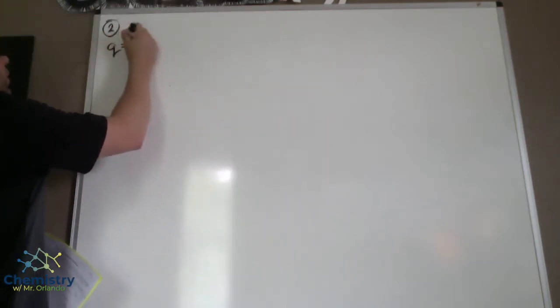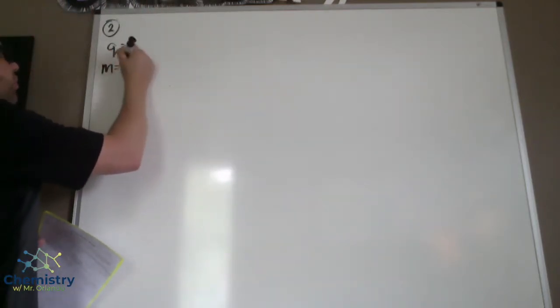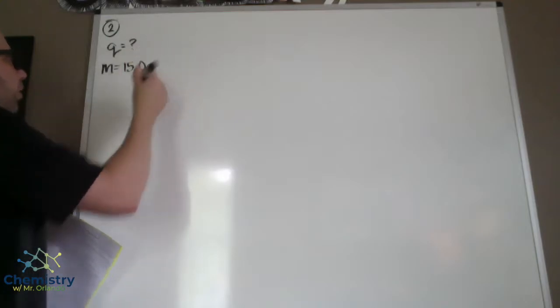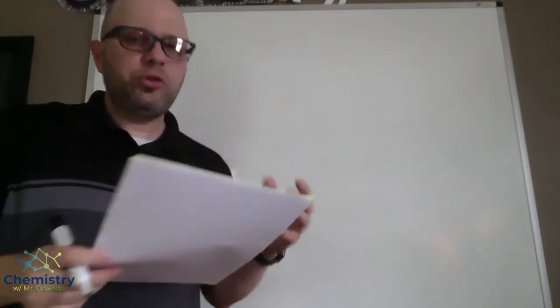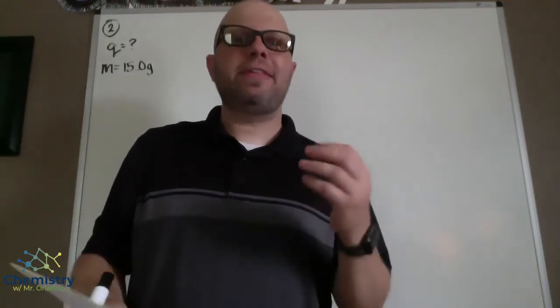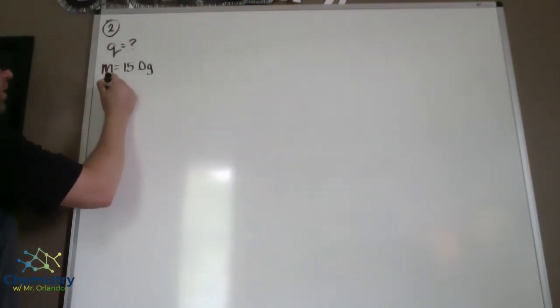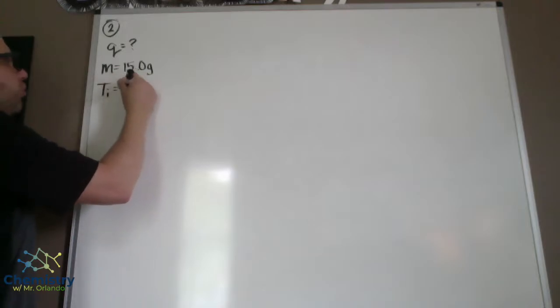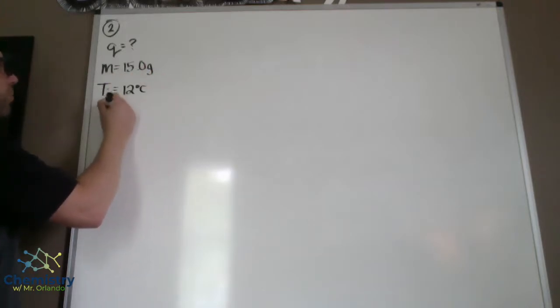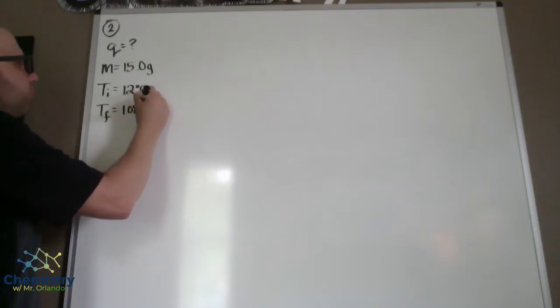So the first thing says, how much energy in joules? So we're looking for Q, how much energy in joules is required to change the temperature of 15 grams of water. So the mass that we're dealing with is 15.0 grams of water. And it tells you, and I made a point of making a positive sign there so that way you're not confused. It's starting off at positive 12 and going all the way up to 108 degrees. So temperature initial equals 12 degrees Celsius and temperature final equals 108 degrees Celsius.